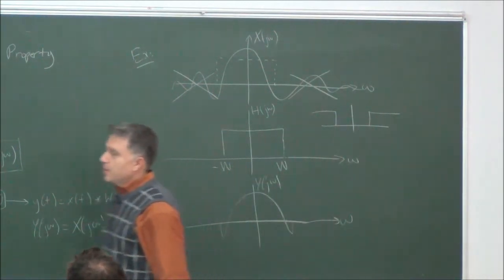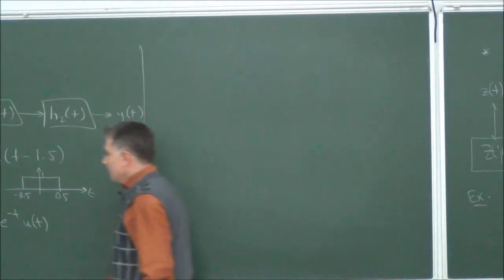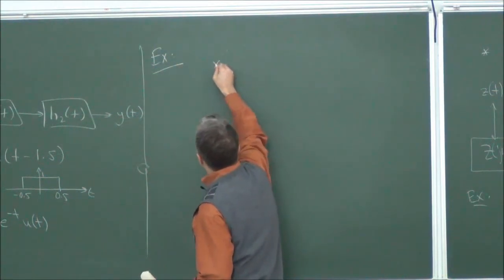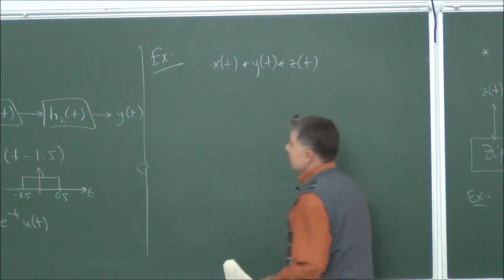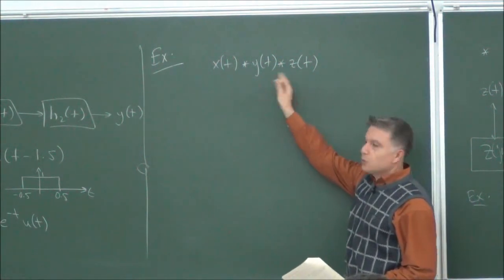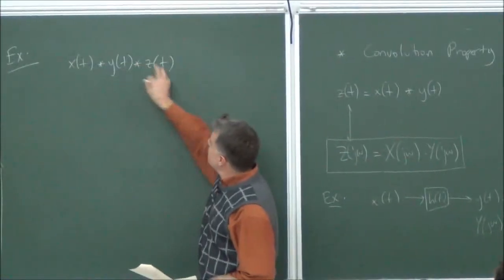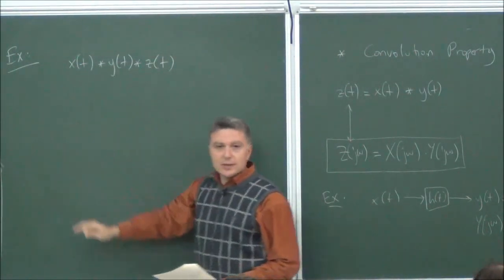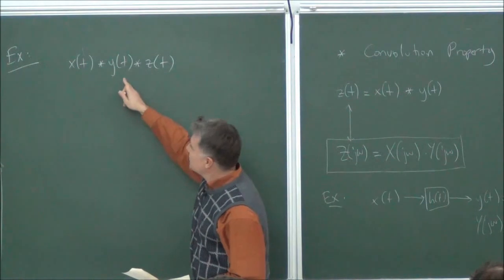And in terms of the convolution property, we have a cascading property as well. It's a sub-property you may think of. So what I'm saying is x of t convolution with y of t convolution with z of t. And by the way, it doesn't matter which one you convolve first because they are linear operators. You may first convolve these two and then convolve the result with this one. Or you may first convolve these two and then convolve the result with that one. It doesn't matter. Or even these two may be convolved first and then the result may be convolved with this one.